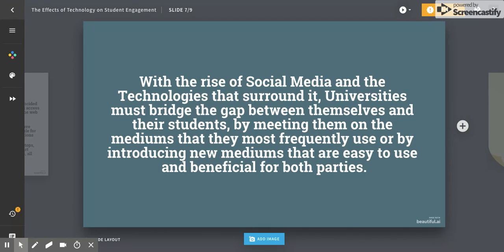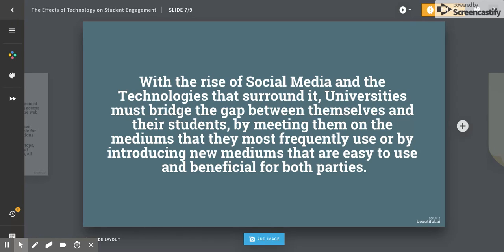And I'll just read this out loud. With the rise of social media and technologies that surround it, universities must bridge the gap between themselves and their students by meeting them on mediums that they most frequently use, or by introducing new mediums that are easy to use and beneficial for both parties.